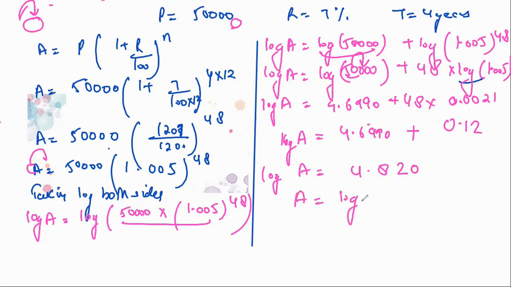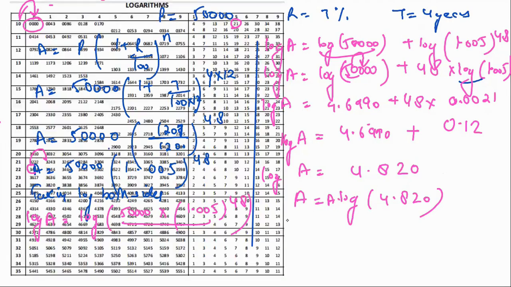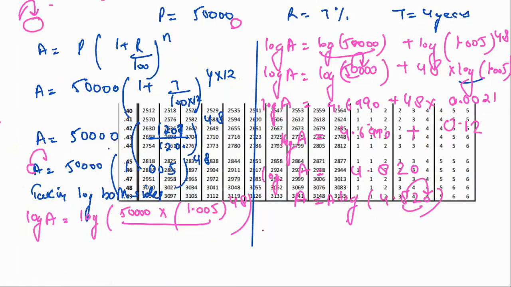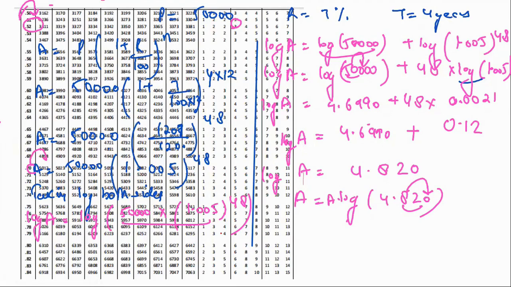Now we have to find A. So log will go to the other side and become the anti-log of 4.82. So how to work out the anti-log? We have to see the mantissa. So we'll see 0.82 in the 0th column. 0.82 is here, and the 0th column value is 6607. For the mean difference we don't have to see anything. For the characteristic, we see 4, so 4 plus 1 is 5.